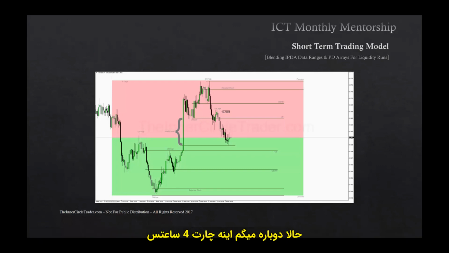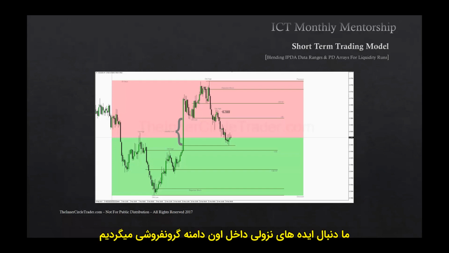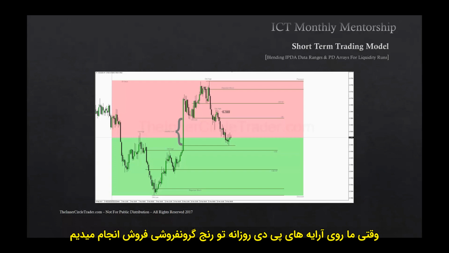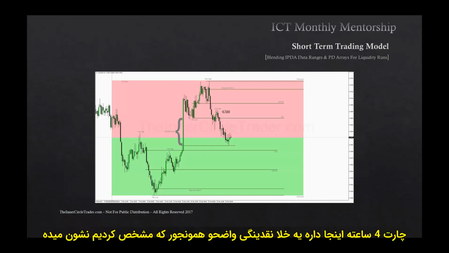Now again, this is a 4-hour chart, so if we saw price fail on Tuesday and break down lower during Tuesday, we start looking for bearish ideas inside of the premium range. So we look for all of the premium PDA arrays to start keying off of potential sell scenarios. When we sell short on the daily PDA arrays in the premium range, we will be looking for a lesser time frame to target our exit. That would be in the form of a 4-hour or a 1-hour chart.